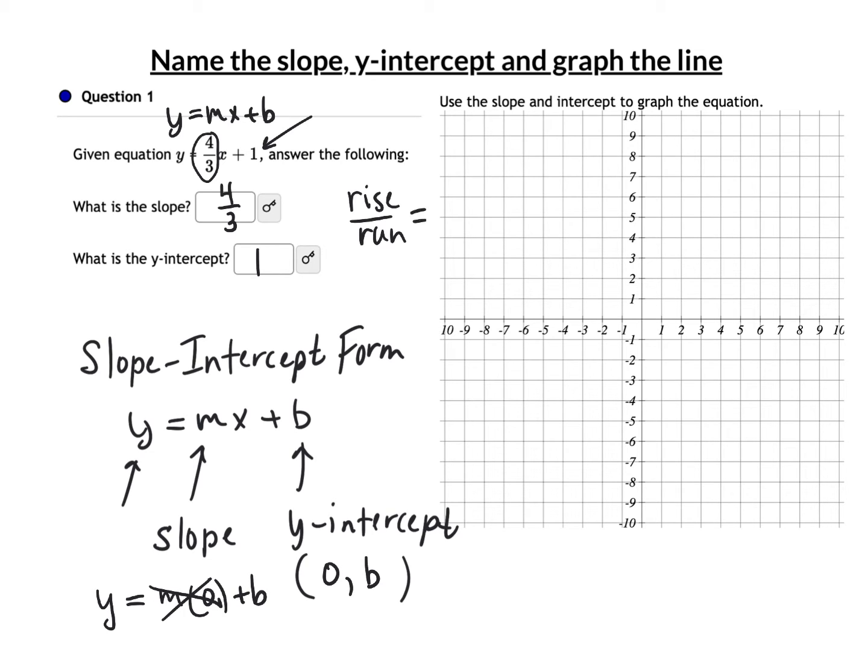When you go to graph this, you have to remember that slope is rise over run. And the rise over the run is 4/3. And notice that that's a positive 4 and a positive 3. So when I plot my y-intercept, here's where it is. The line crosses at positive 1. From there, to get another point, all I do is rise positive 4 and run positive 3. That's to the right. And then I draw my line.